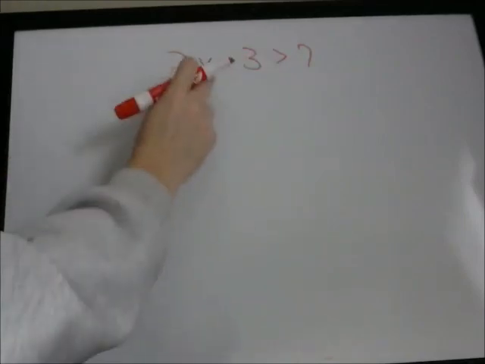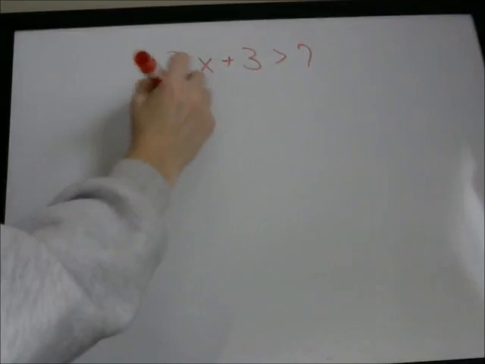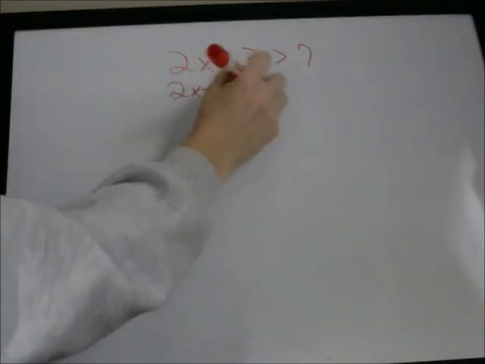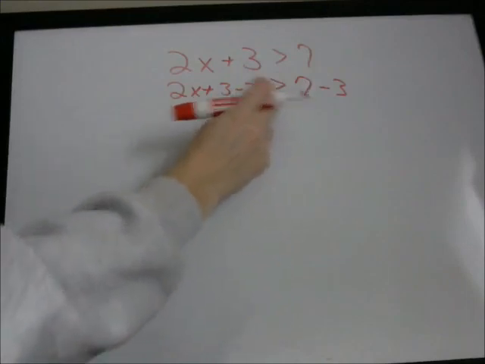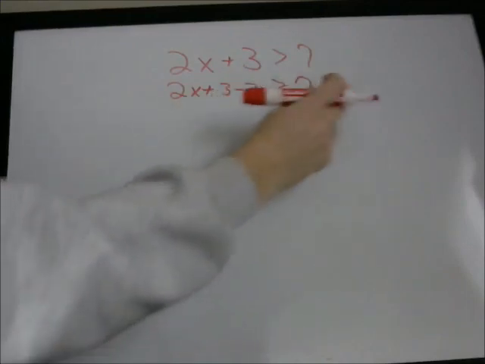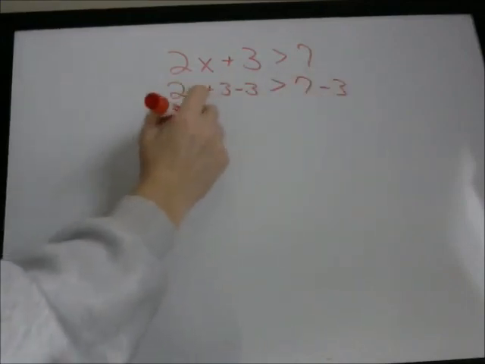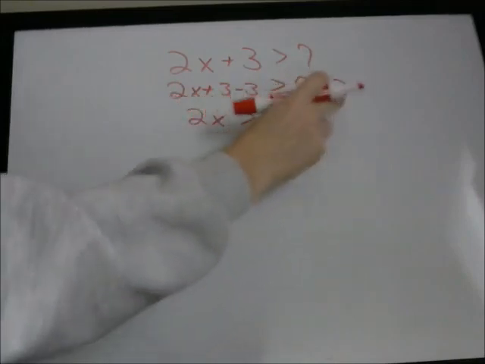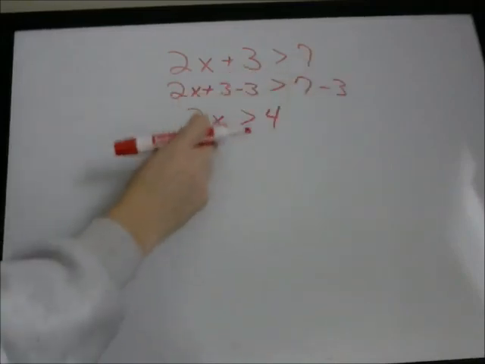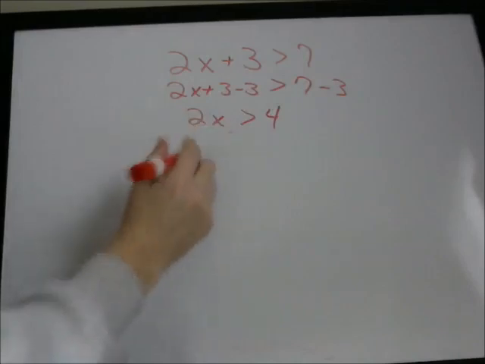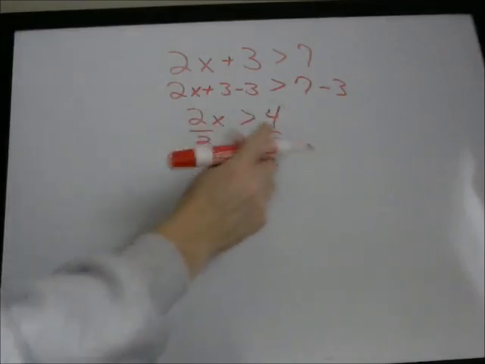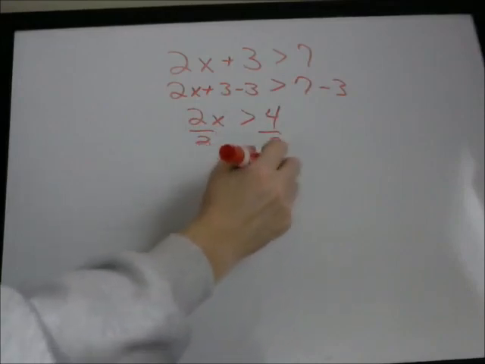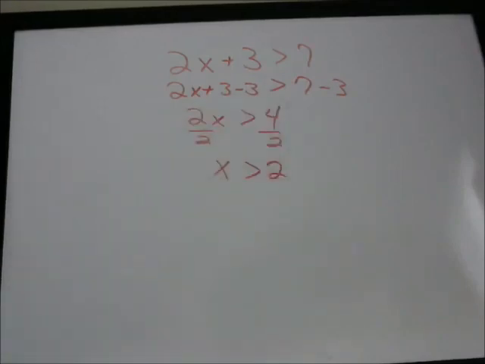So how do we solve for x? First we want to get rid of that 3, so we subtract 3. Just like with an equals sign, if you do something on one side, you have to do it on the other side. Now we have 2x is greater than 7 minus 3, which is 4. How do we get x by itself? We need to get rid of that 2. We divide by 2. If we divide one side by 2, we have to divide the other side by 2. So our answer is x is greater than 2.